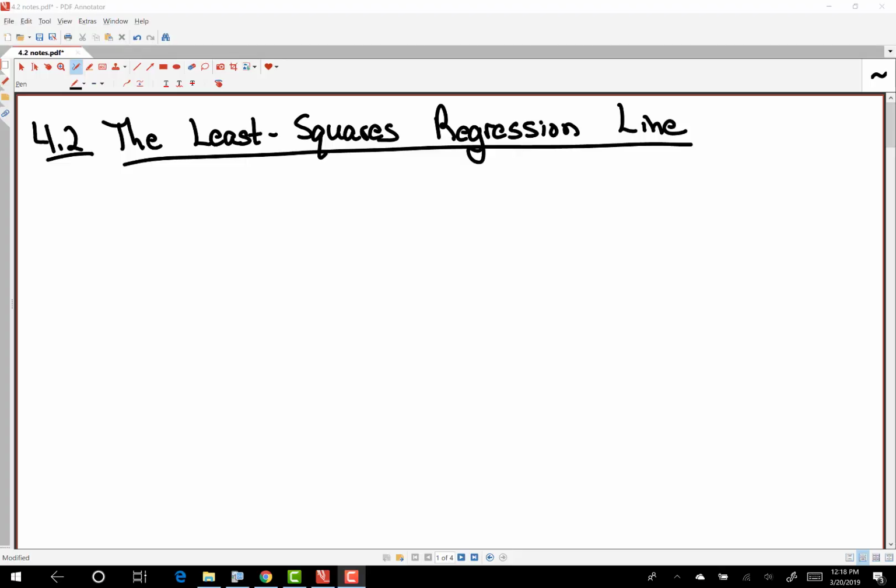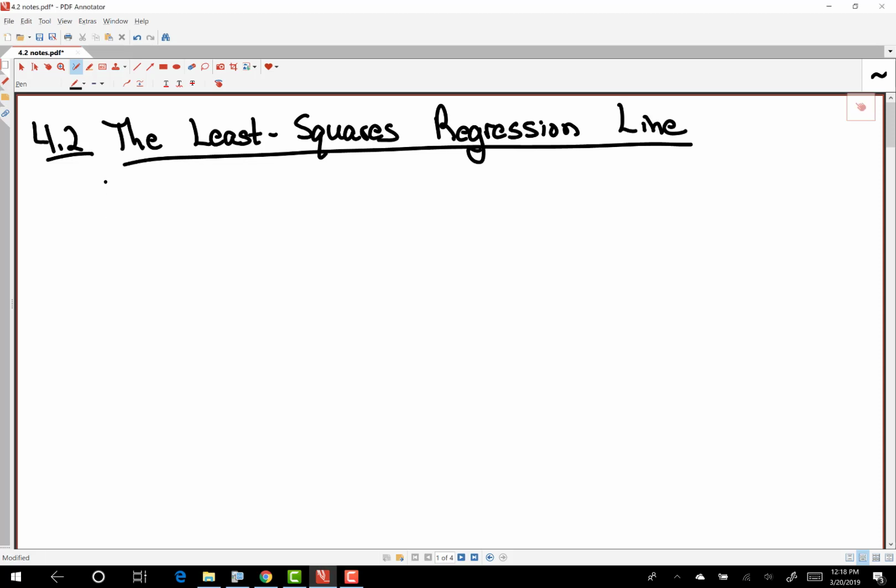Okay, section 4.2 is on the least squares regression line. And so the question we're going to answer in this section is, once we've established that there's a linear association between two variables, how can we describe that association? And it makes sense that since we're talking about a linear relationship, an equation of the line would be the one that would help describe this relationship.